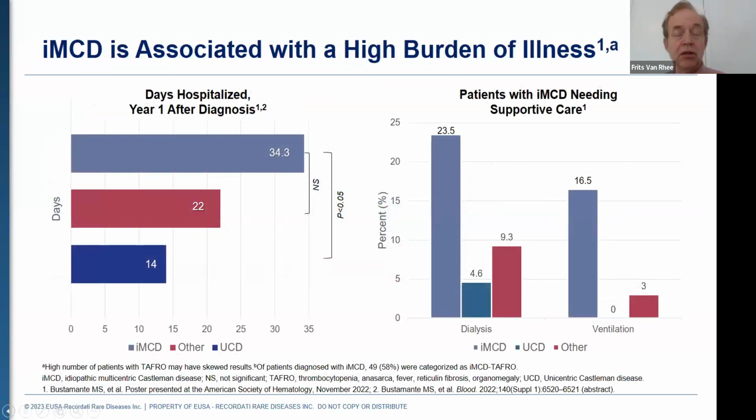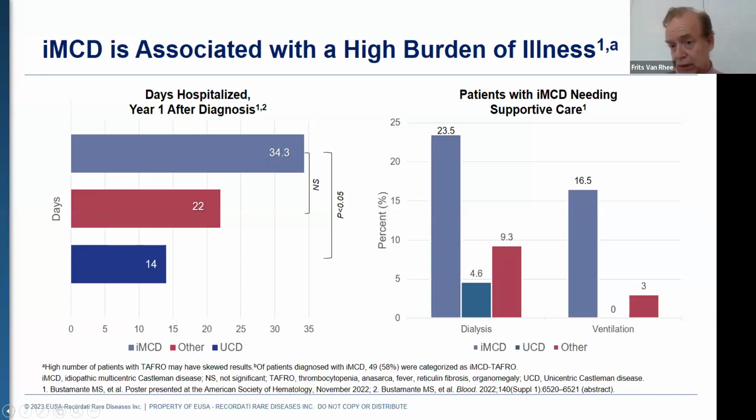Here we look at our Castleman's disease registry from the Castleman Disease Collaborative Network. And this is a study by Dr. Bustamante from the University of Pennsylvania. And the top bar on the left-hand side showed that the patients diagnosed with iMCD in the first year spent about 34 days in hospital. This is compared to 14 days in patients with unicentric Castleman disease, and 22 days for people who were in an age and sex matched control population.